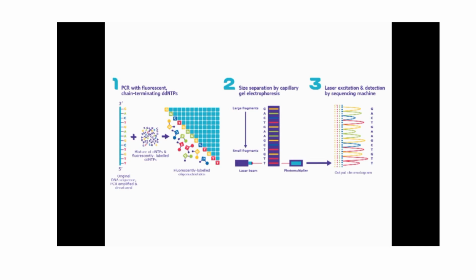It has the following steps: PCR with fluorescent chain-terminating ddNTPs, size separation by capillary gel electrophoresis, laser excitation and detection by the sequencing machine.